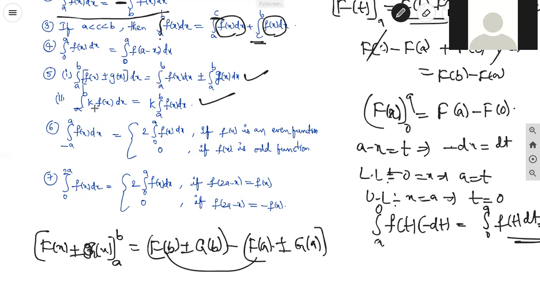Why? Because K doesn't change: K f of b minus K f of a. If K is taken common, we get f of b minus f of a. That is equal to this integration only. Here, the sixth one. These properties will come in higher education, that is in BTech level also.